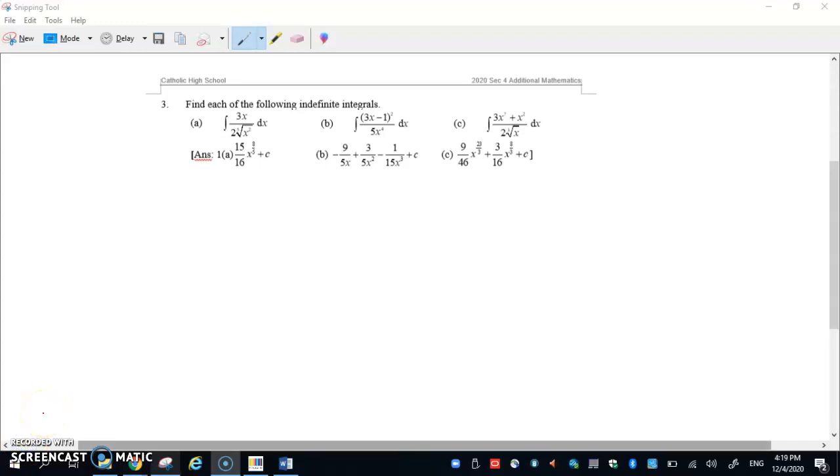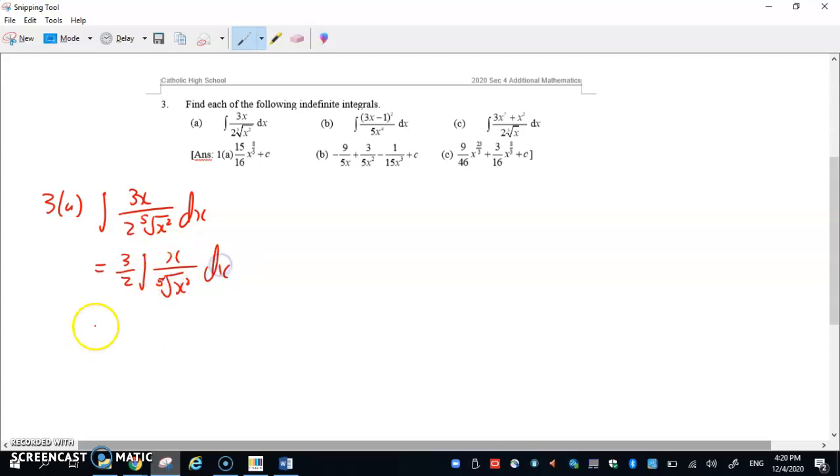Alright gentlemen, now we are looking at page 15, and from page 15 onwards we will see more miscellaneous examples of integration techniques. For 3a, we are looking at the integration of 3x over 2 root 5 x squared dx. Immediately you notice there is a constant multiplier, which is 3 over 2. So I will bring it out, and we have x over root 5 x squared dx.